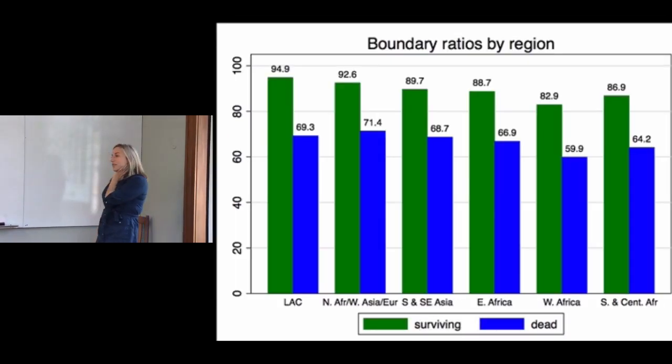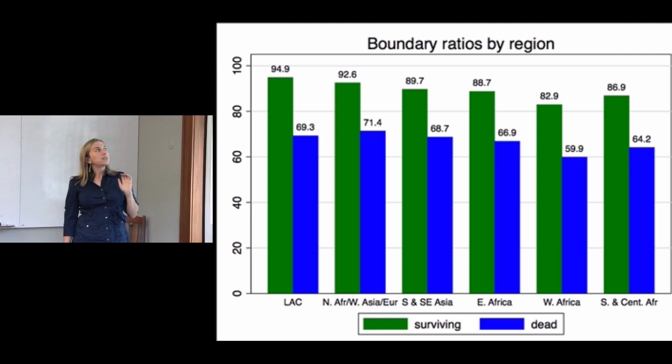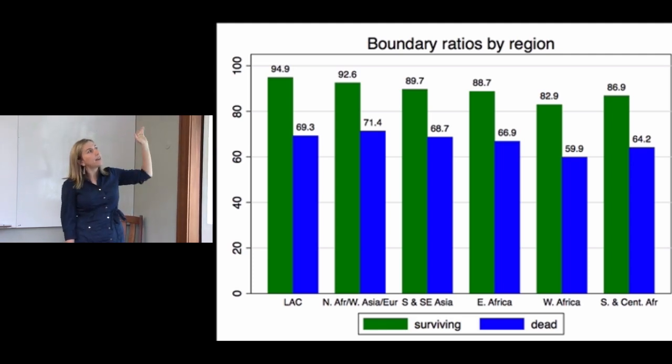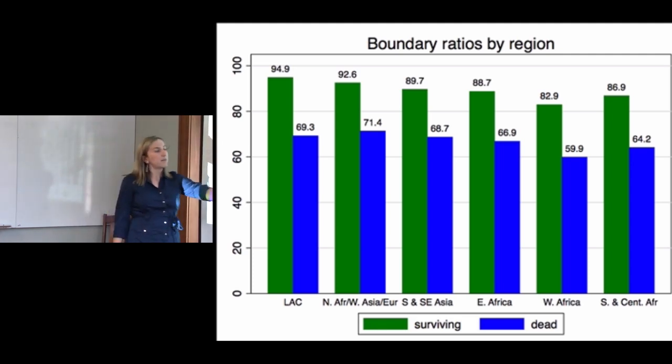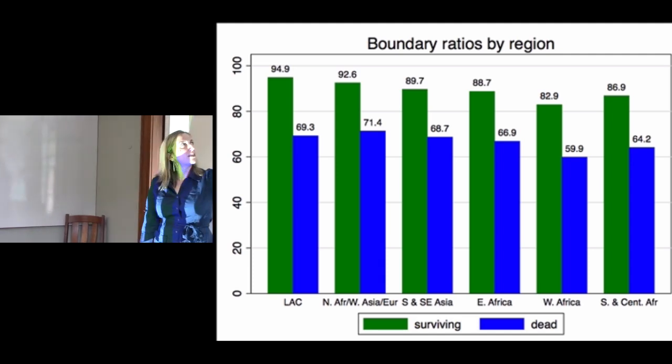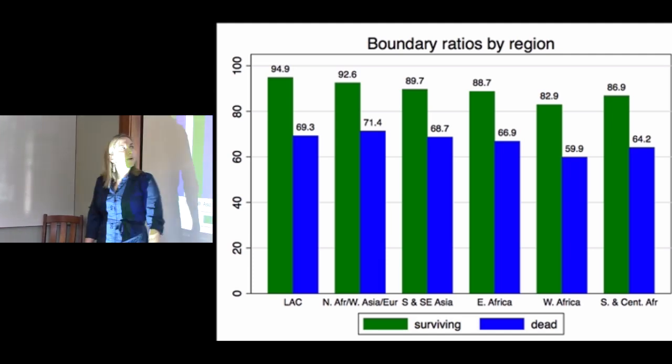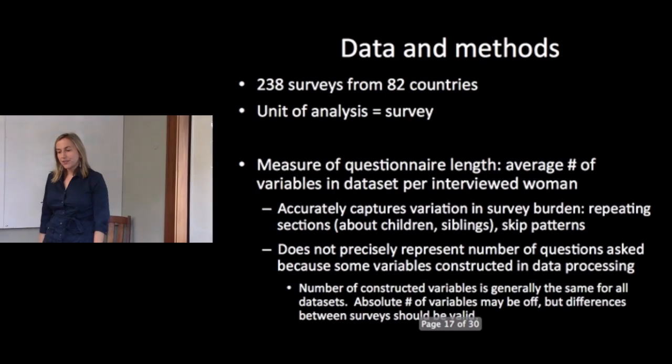Unfortunately, Jordan is kind of a rare case. These are the averages by region, and as we can see, the average ratios are well below 100, and especially damning are the issues in West Africa. So that's where we have the worst boundary ratios.